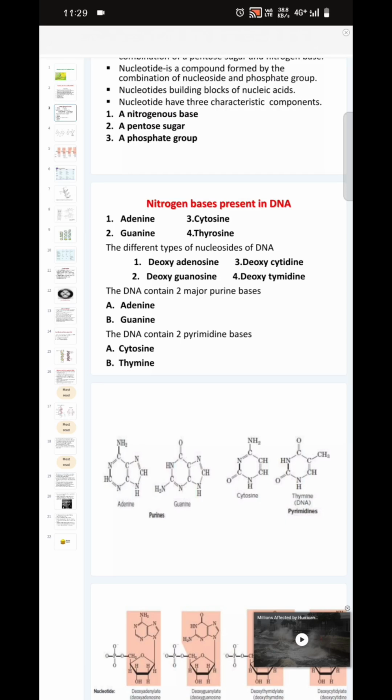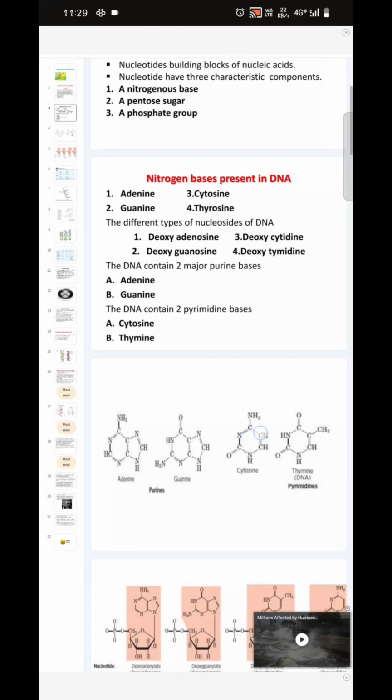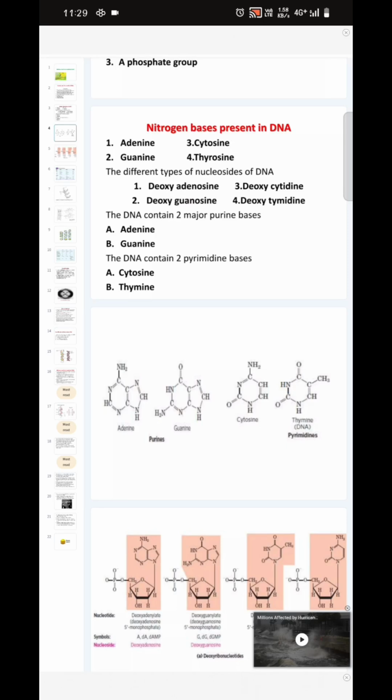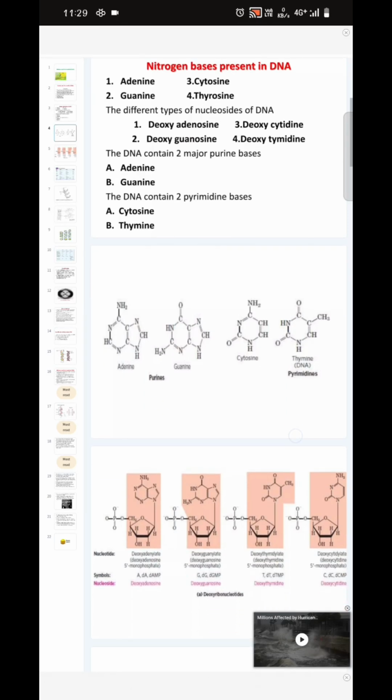The DNA contains two purine bases: one is adenine, the second is guanine. The DNA contains two pyrimidine bases: one is cytosine, the second is thymine.